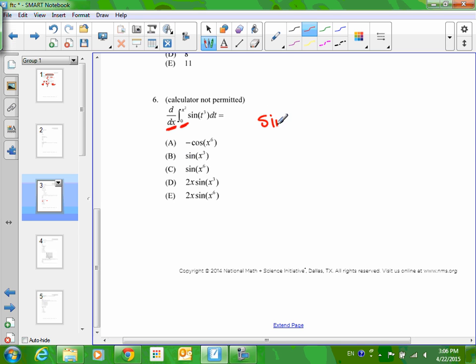So the first thing we do is we keep that sign. All right, you plug in the upper bound. So instead of t cubed, we're going to write x squared, cubed, times the derivative of the upper bound. This is where most people miss it. They forget to do this. So the derivative of the upper bound would be 2x, because that's x squared.